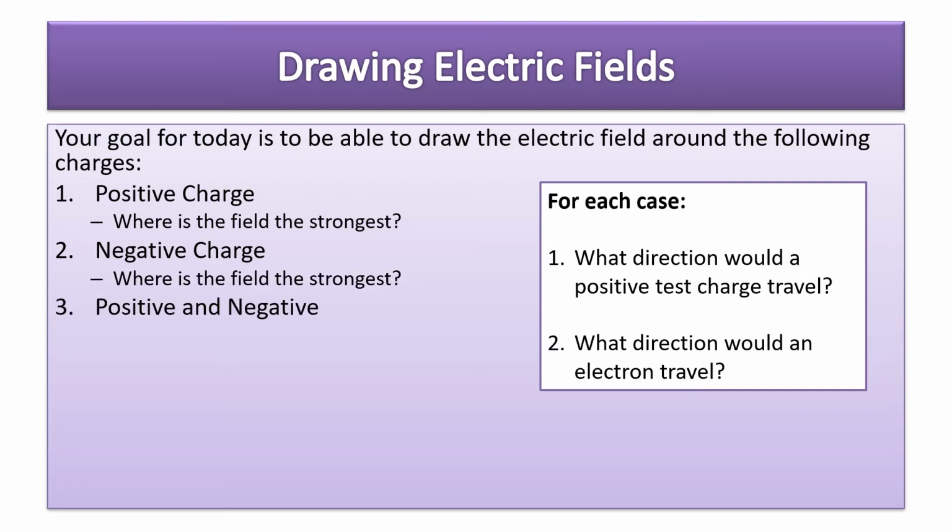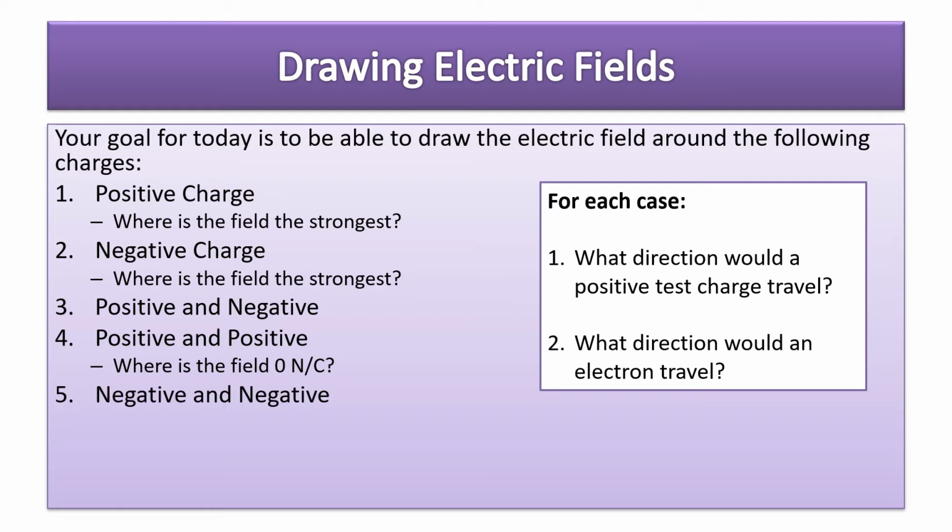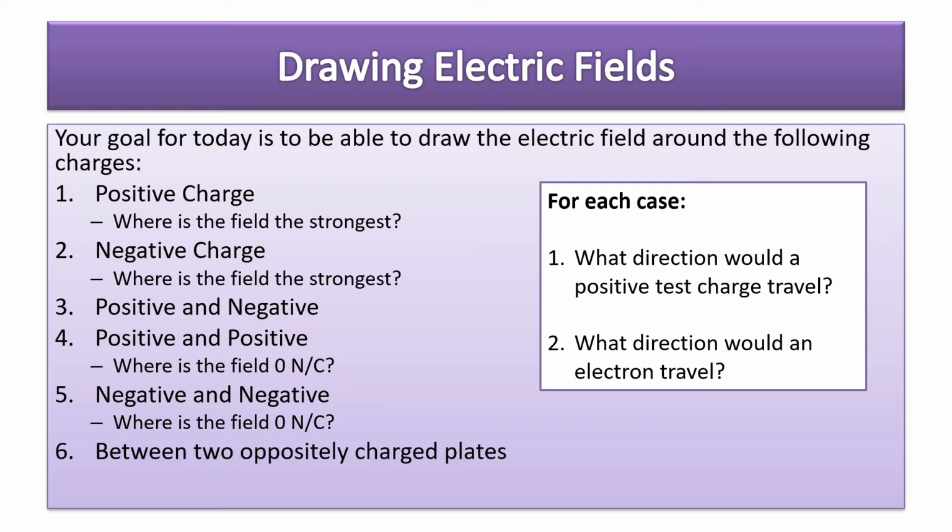Then we're going to have two charges, a positive charge near a negative charge. We'll draw the field lines around that situation. And then a positive charge and a positive charge. And then where is the field 0 newtons per coulomb? And then a negative and a negative. Where is the field 0 newtons per coulomb? Try to think of what that might look like.